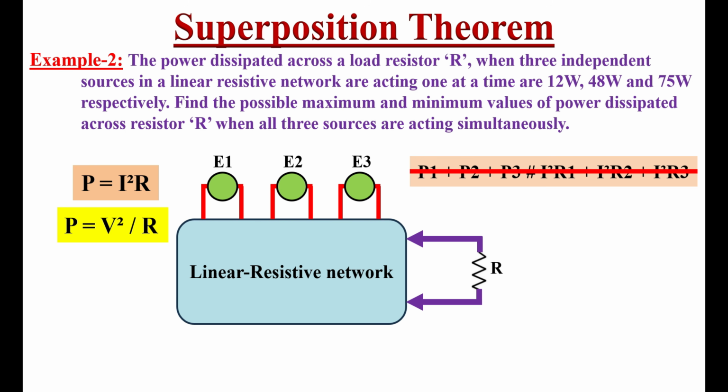Superposition applies to linear quantities like current and voltage, not to power. As you can see here, the total power is not simply the sum of individual powers. Because power is proportional to the square of the current, we cannot simply add or subtract these wattage values. To solve this, we have to go back to the source, the current.